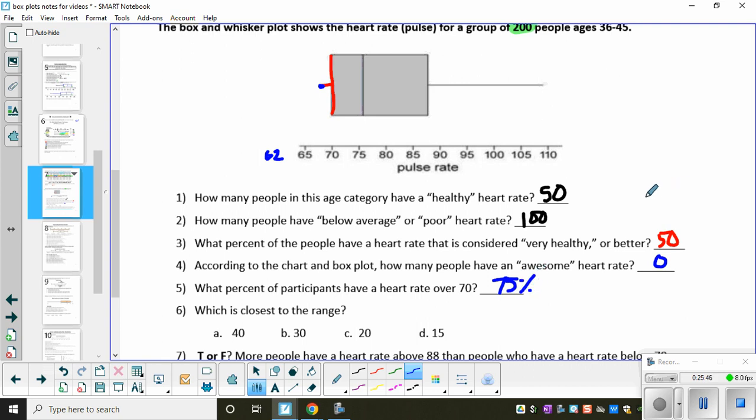And which is closest to the range? If we take the highest heart rate and subtract the lowest, now we've got a 40, a 30, a 20, and a 15. So let's just kind of estimate here. This to me is pretty close to 110. It's not quite 110, but close enough. And this right here is kind of close to 70. That's close enough for me to realize the spread of the data is about the 40. Even though it's obviously not the 110 and the 70, again, it's closest. It's easy to kind of see that the range is a 40.